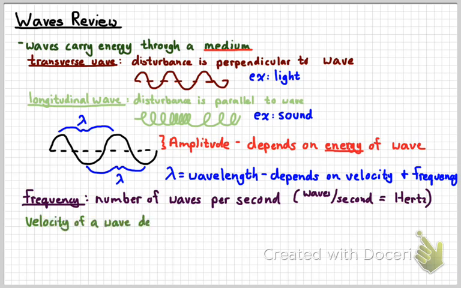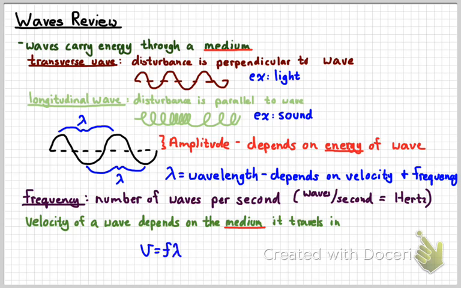The velocity of a wave depends only on the medium that it travels through. So, for example, the speed of sound in air is a constant. It doesn't depend on how loud or how quiet or how high-pitched the wave is. A sound wave in air will always travel at the same speed.